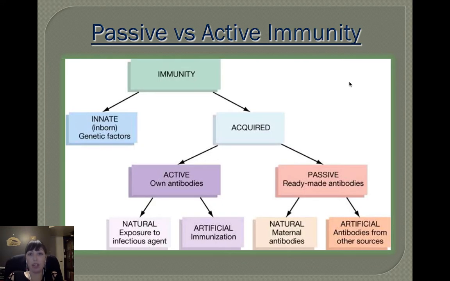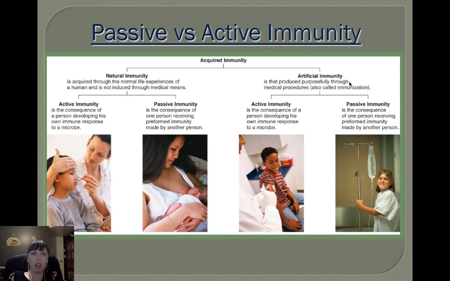Here's a model showing immunity. It's either innate, like inborn genetic factors, or it's acquired. If it's acquired, it's either active or passive. If it's active, it's natural, like you've been through an exposure to an infectious agent, or it's artificial because you've had an immunization. If it's passive, you're either getting it naturally through maternal antibodies through breast milk or across the placenta, or it's artificial because you're receiving antibodies from other sources. Here is that model again.